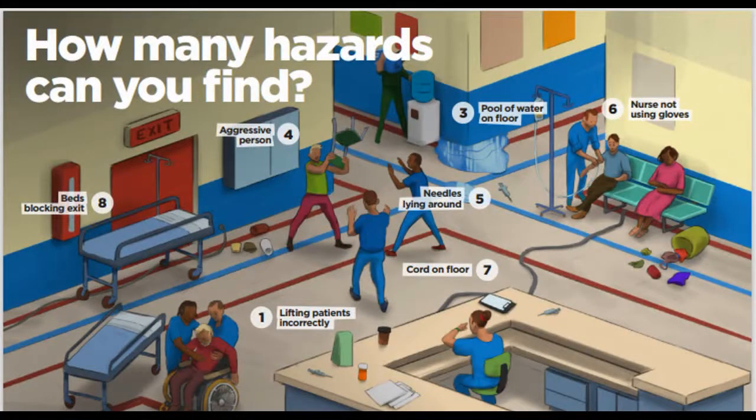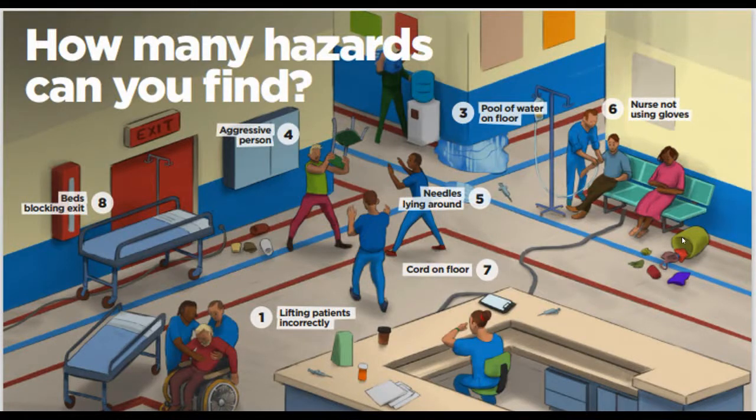So this is the situation, for example, where we can identify the hazard. How many hazards can we find from this situation? For example, lifting patients incorrectly. Okay, lifting patients incorrectly is also a type of hazard. Okay, where is number 2? Maybe number 2 is this dustbin.